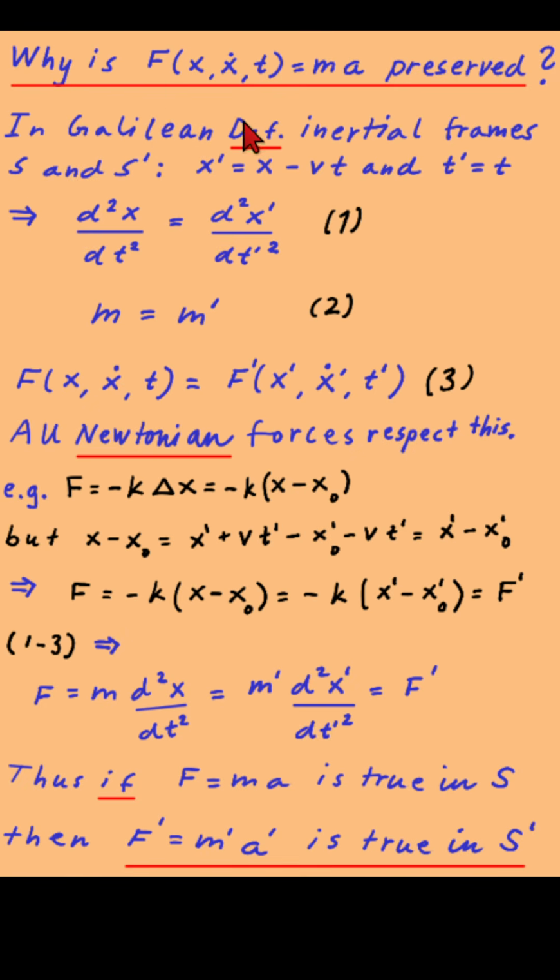Okay, how come Newton's second law, F equals ma, has the same form in all inertial systems? So let's look at the Galilean definition of what the inertial frame is. It is simply that there is a linear transformation between S and S prime. And just because of this rather simple relation between frames, you can immediately show that the acceleration in S equals the acceleration in S prime.